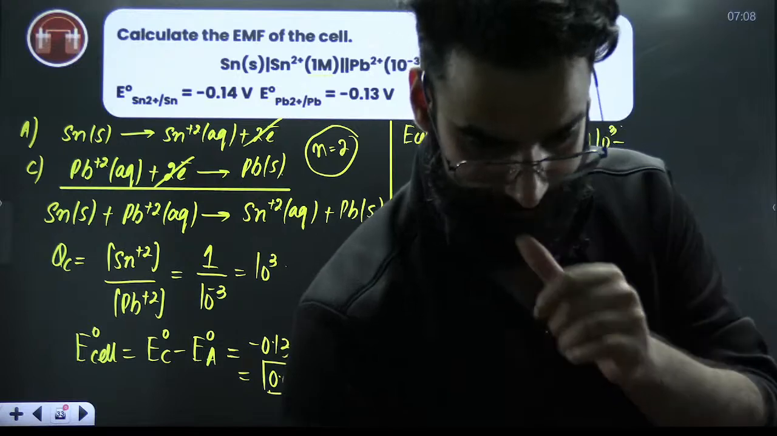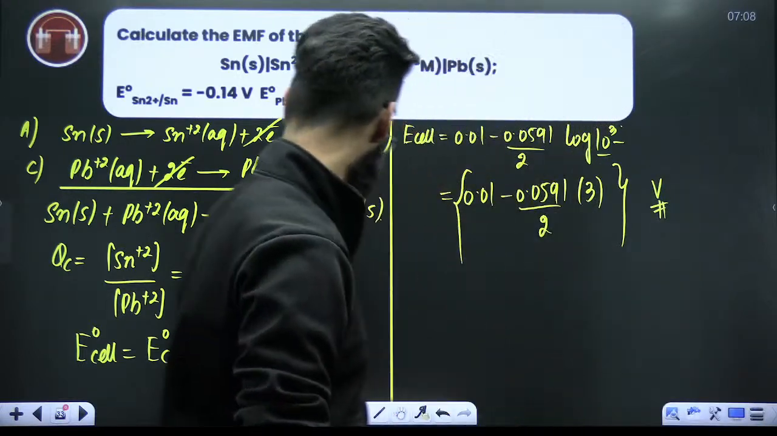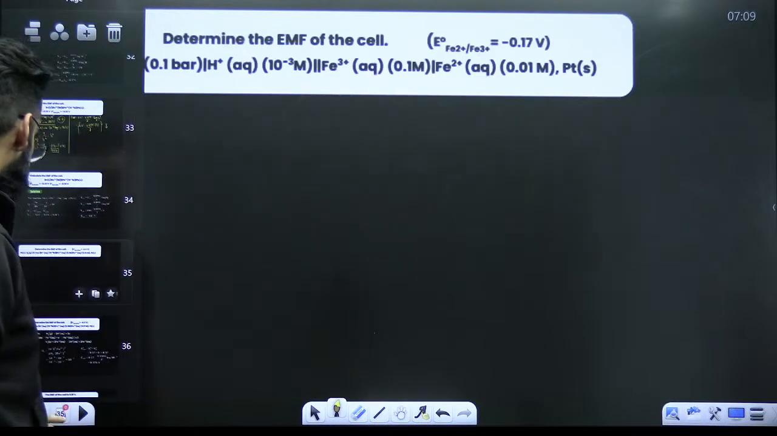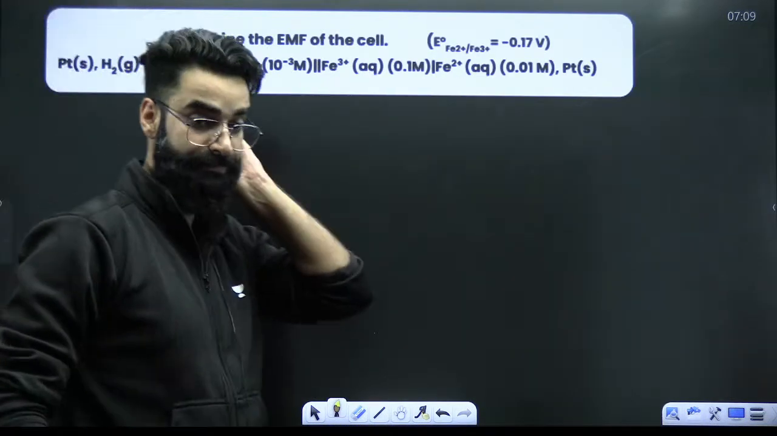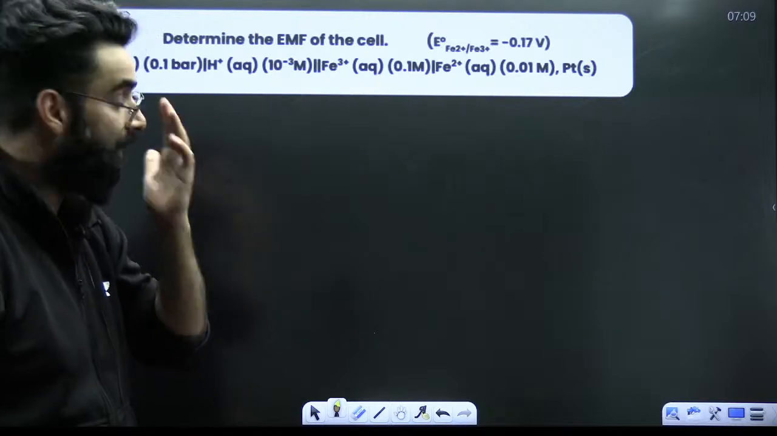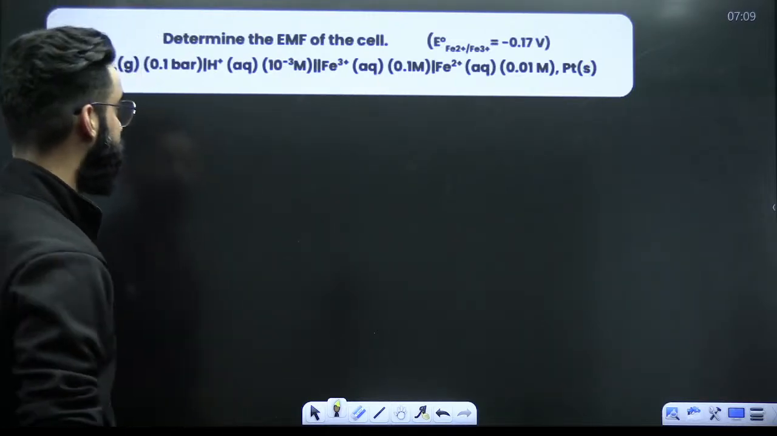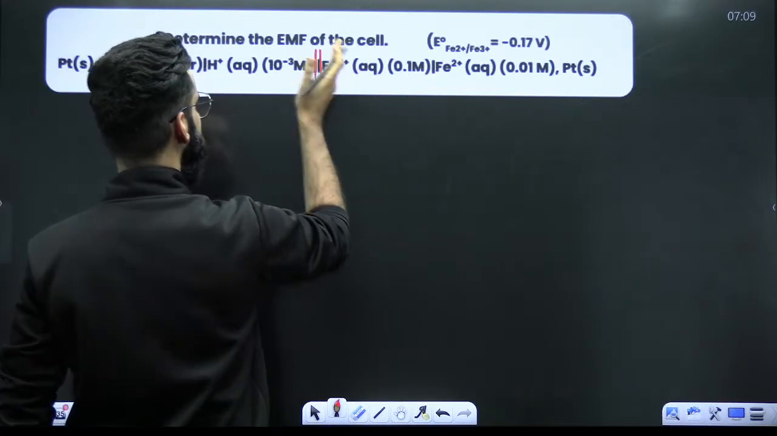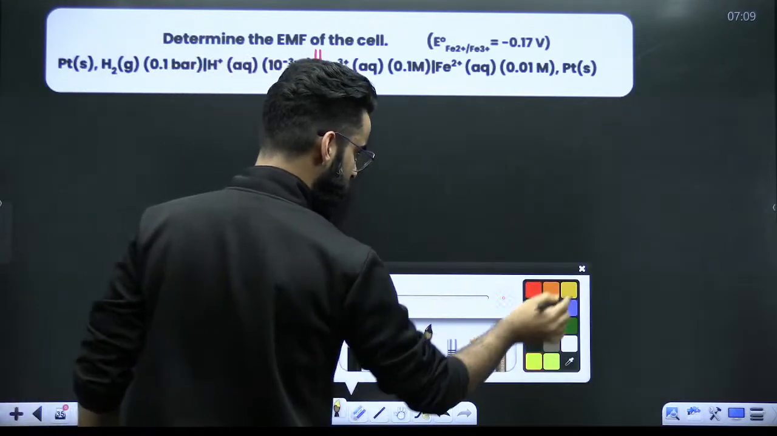Perfect. Let's try to see a few more questions so that you can master it properly. For example, guys, you have this sort of a question. Look at this particular question carefully. As per the question, this is the salt bridge. On the left side of it, you have got anode. On the right side of it, you have got cathode.